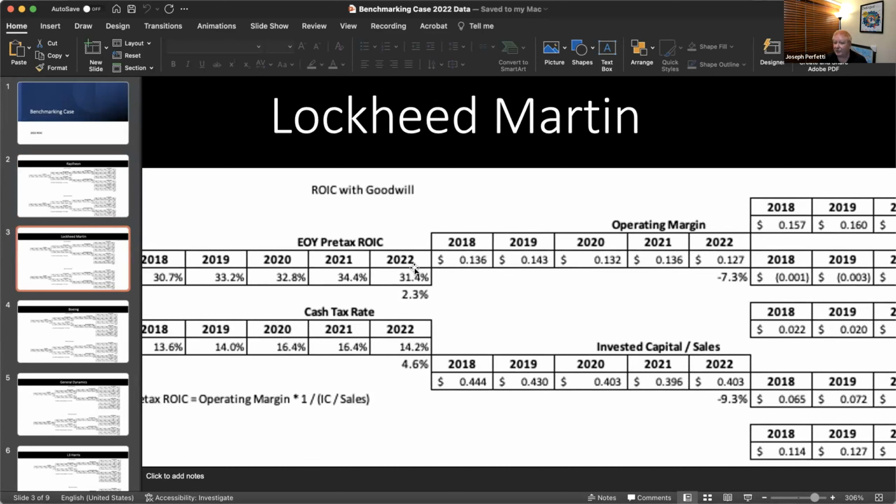Value drivers, 2 of them. How much cash you generate from your income statement, that's your margin. How much cash you reinvest in your balance sheet, that's your productivity. Does that make sense?